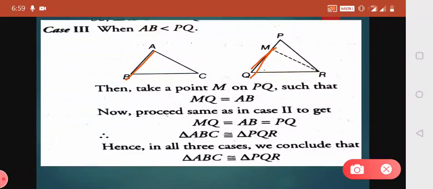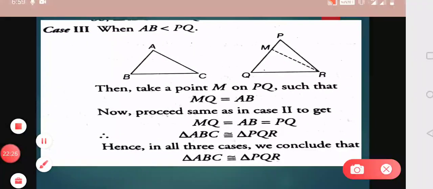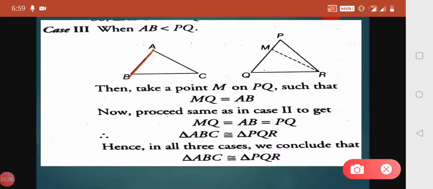Now in case 2, what did we proceed with? Let me explain this part once. Now we take triangle ABC and triangle MQR. AB is equal to MQ, we have supposed this. Then angle B equals angle Q, which is already given, and BC equals QR. This is also given. Therefore, triangle ABC will be congruent to triangle MQR according to the SAS rule.